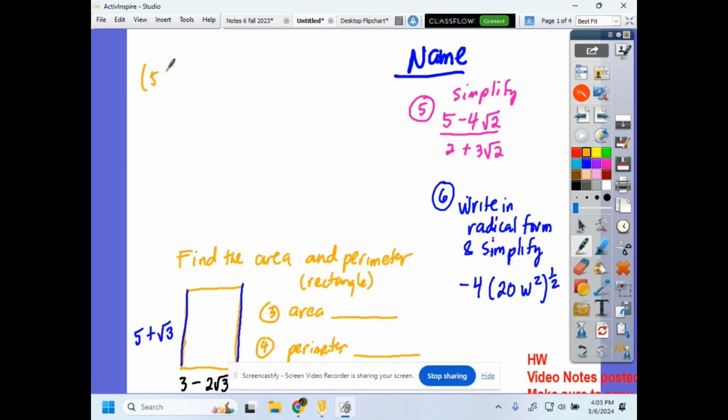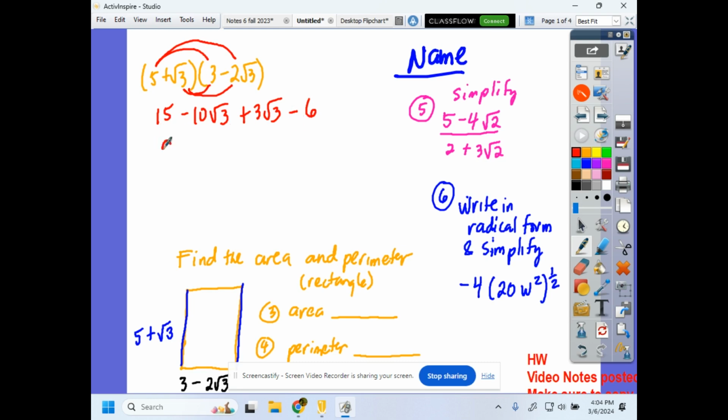Area, you multiply the sides. So 5 plus square root of 3 times 3 minus 2 square root of 3. FOIL them. 5 times 3 is 15. 5 times negative 2 square root of 3 is negative 10 square root of 3. Multiply this will be 3 square root of 3. And multiply this will become negative 6. Why is it negative 6? Because square root of 3 times square root of 3 is 3, times negative 2 is negative 6. Combine the like terms. 15 minus 6 is 9 minus 7 square root of 3. And that's the answer.